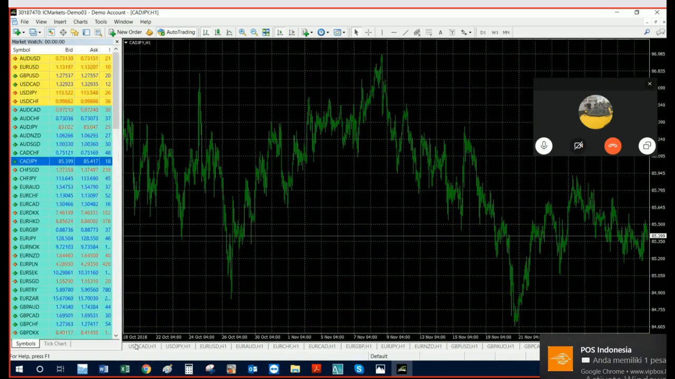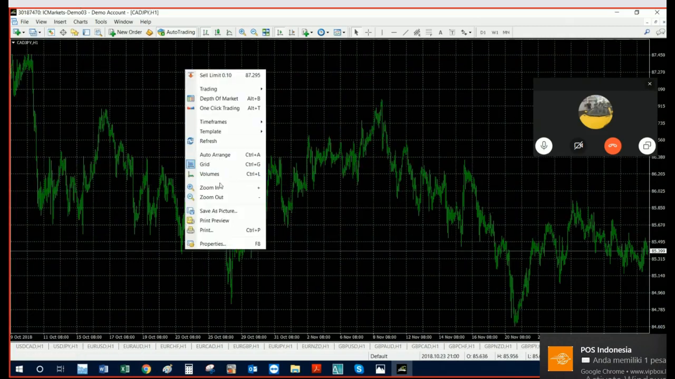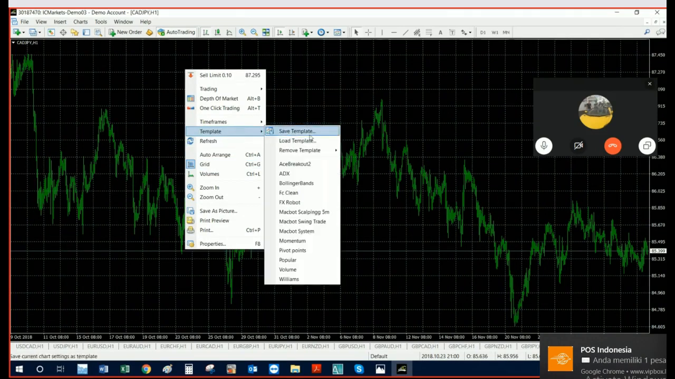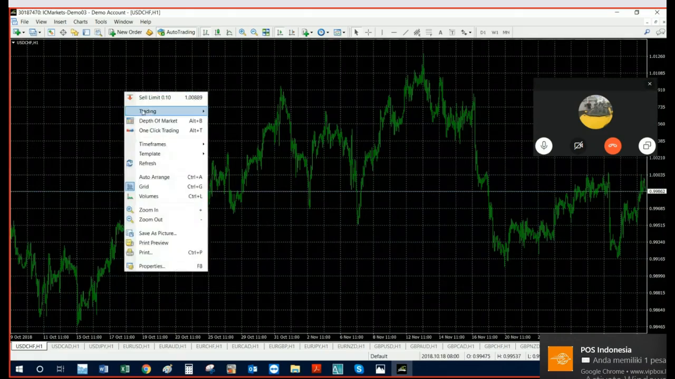Just close that market watch. Just right click, template. And the last template the MacBot's been triggered, yeah. And just add in all them there. So start off whatever way, left to right or right to left.